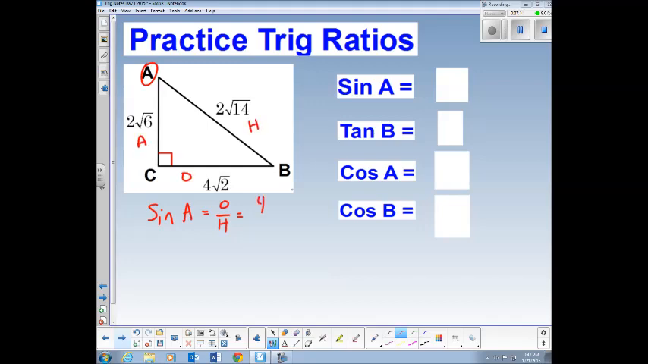So that is 4 square root of 2 all over 2 square root of 14. Remember that we cannot leave radicals like this, so we have to simplify and rationalize this radical. So these cancel. And so what I'm left with is 2 over the square root of 7. Remember, I cannot have a radical in the denominator, so I multiply top and bottom by square root of 7. And I end up with 2 square root of 7 all over 7.